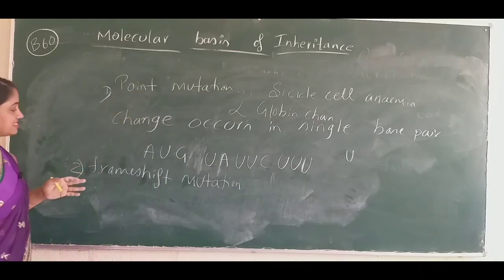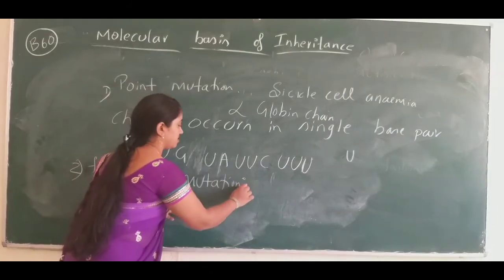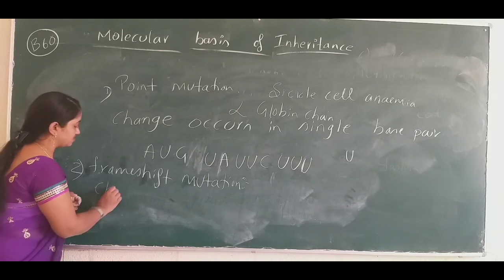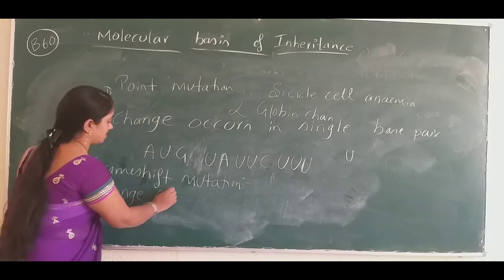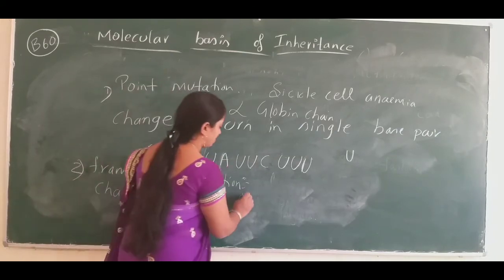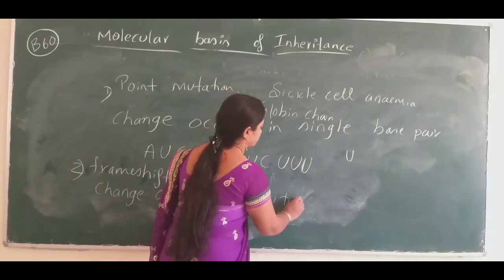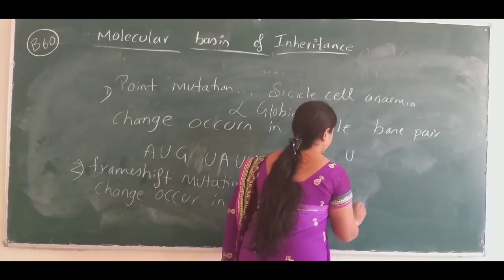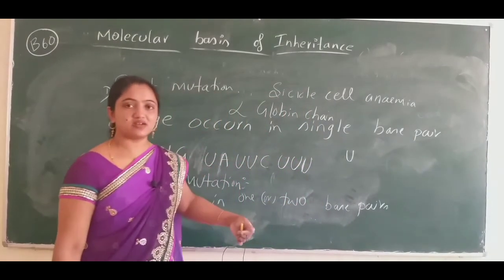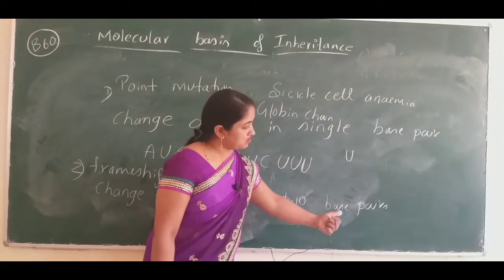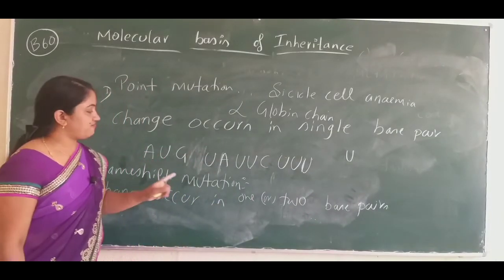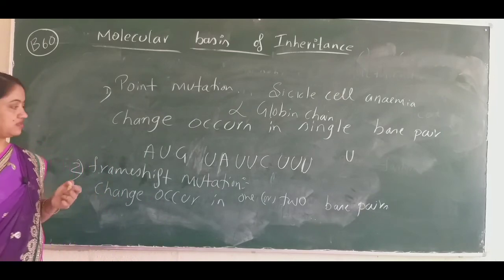The second one is frame shift mutation. In the frame shift mutation, the change occurs in one or two base pairs. That results in the formation of some kinds of diseases, and the process is known as frame shift mutation.